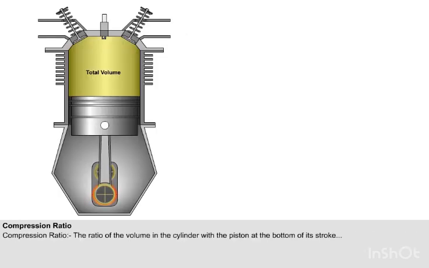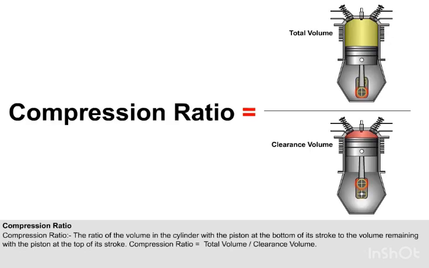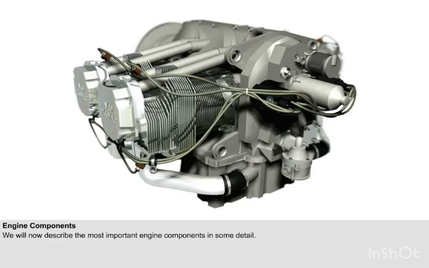The compression ratio of a piston engine can be defined as the ratio of the volume in the cylinder with the piston at the bottom of its stroke to the volume remaining with the piston at the top of its stroke. Expressed as a formula, this would be compression ratio equals the total volume divided by the clearance volume. We stated earlier that one way of improving the thermal efficiency of an engine design would be to increase the compression ratio.